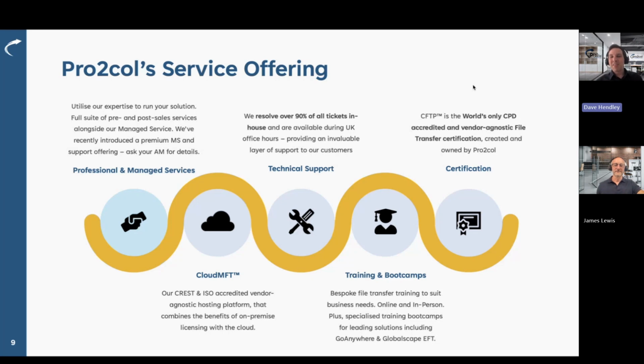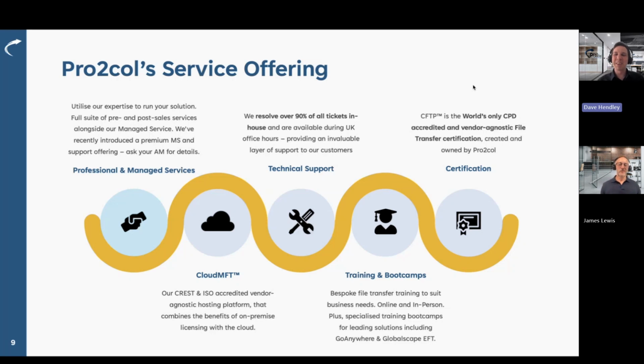Training boot camps is a great one that we built last year. It's structured hands-on training designed to bring even the most inexperienced file transfer admins through to a pro in a couple of days. It comes with a CPD accredited exam and a certificate for you to show off to your MFT friends, if they exist.